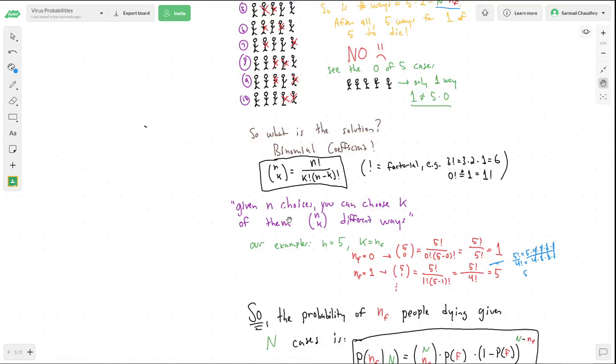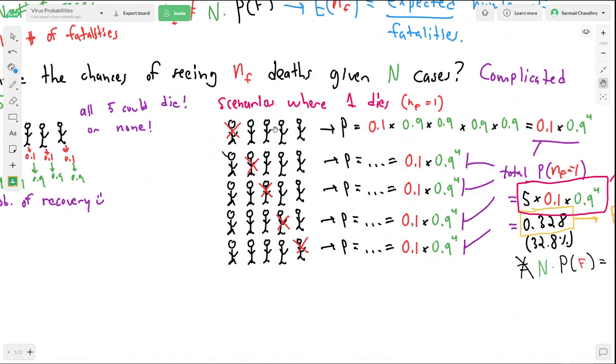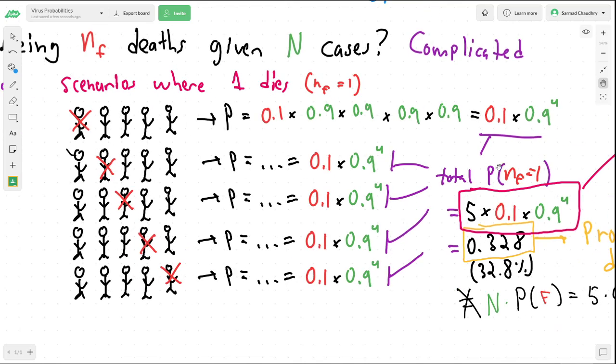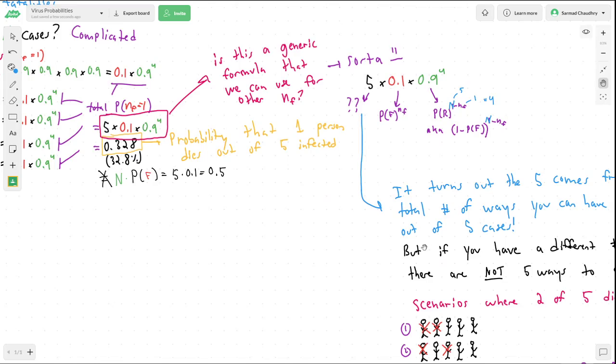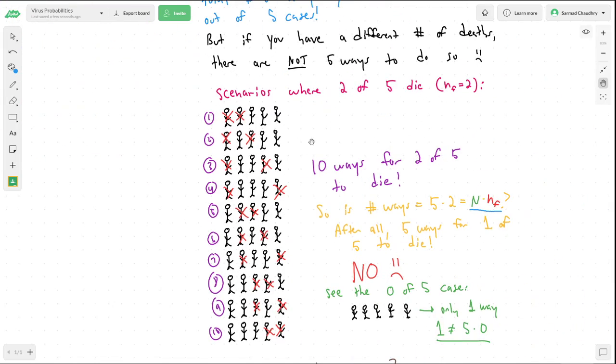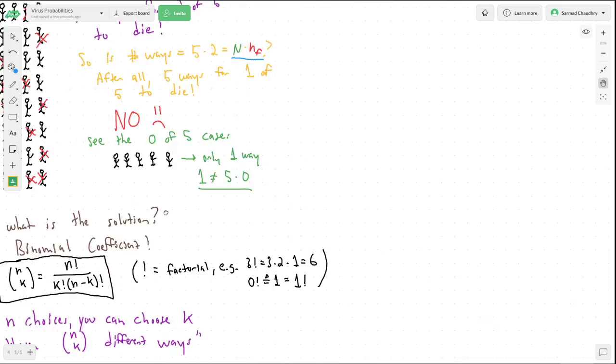And once again, if we bring it all the way back, that's where we've got this originally, right? If you have 5 people and one of them dies, we have 5 different ways for this to happen. 1, 2, 3, 4, 5. And you can do this for all the other ones. If you do it for 5, 2, you'll see that the answer is 10, so on and so forth.